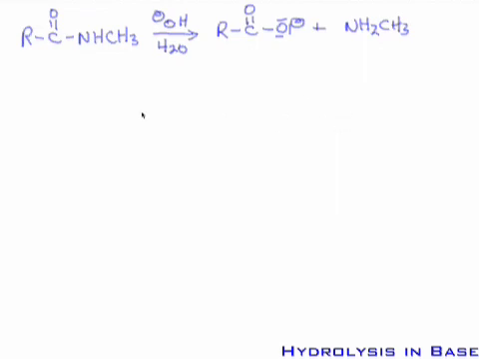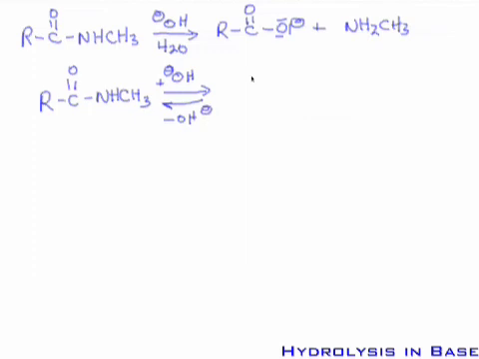The standard mechanism is followed, nucleophilic acyl substitution, no surprises there. I'm quite comfortable with that by now. There are no protons in base, so the first step, of course, is hydroxide attack. At this stage, it is reversible. Okay, so if we add hydroxide, we get RCO minus. No surprises here.